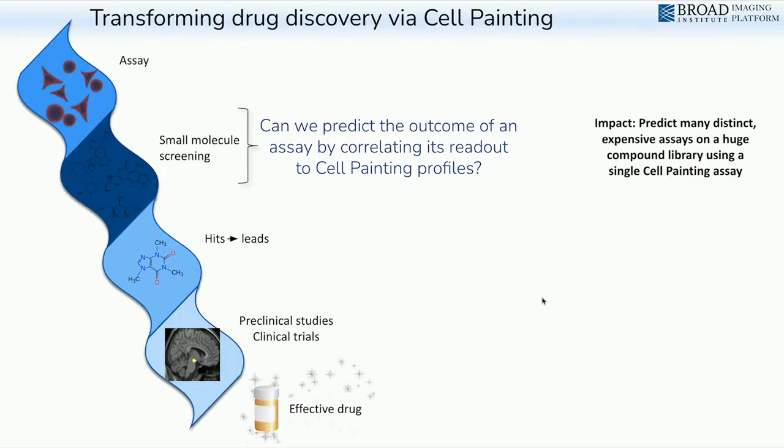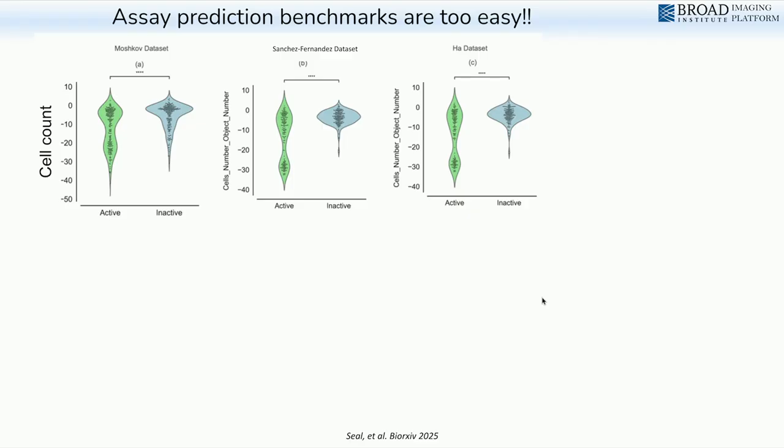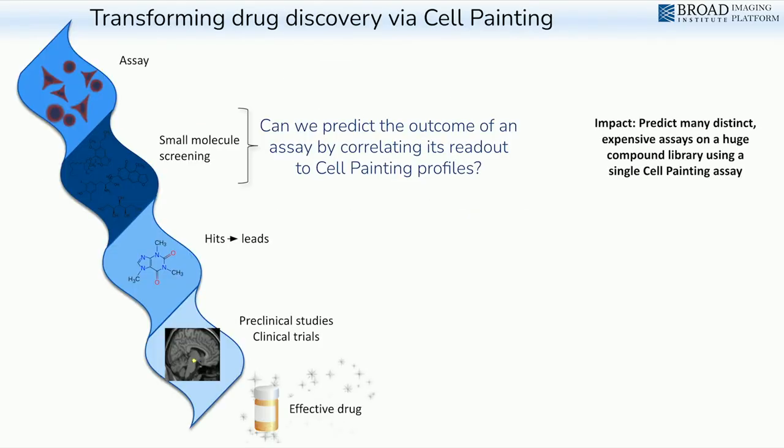And then I think the last story here is, can we predict the outcome of an assay by correlating its readout to cell painting profiles? And here I just want to give a cautionary note. The answer is yes, we can, and there are a number of different papers in the community that describe this basic strategy, saying, if I see a cell painting profile like this, it means that the compound that treated those cells, or genetic perturbation, is likely to also be positive in some totally different assay. As long as I train with enough examples, I can do that prediction.